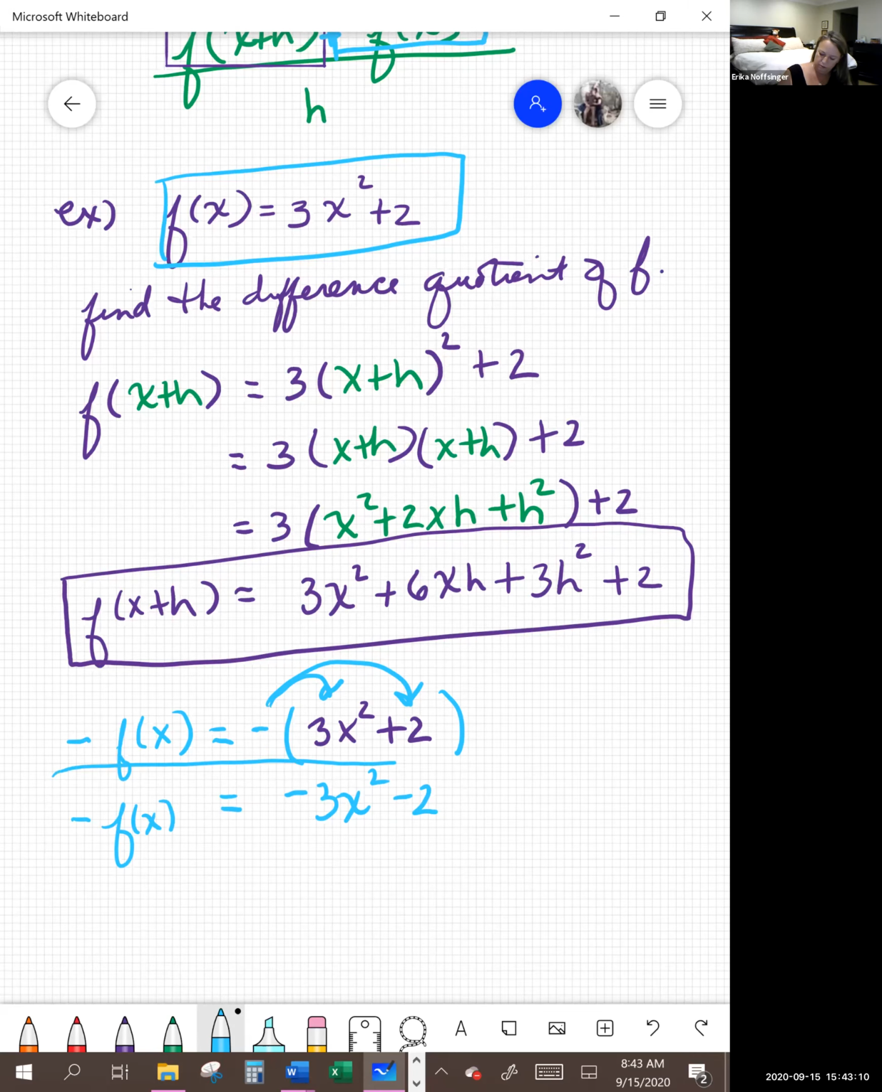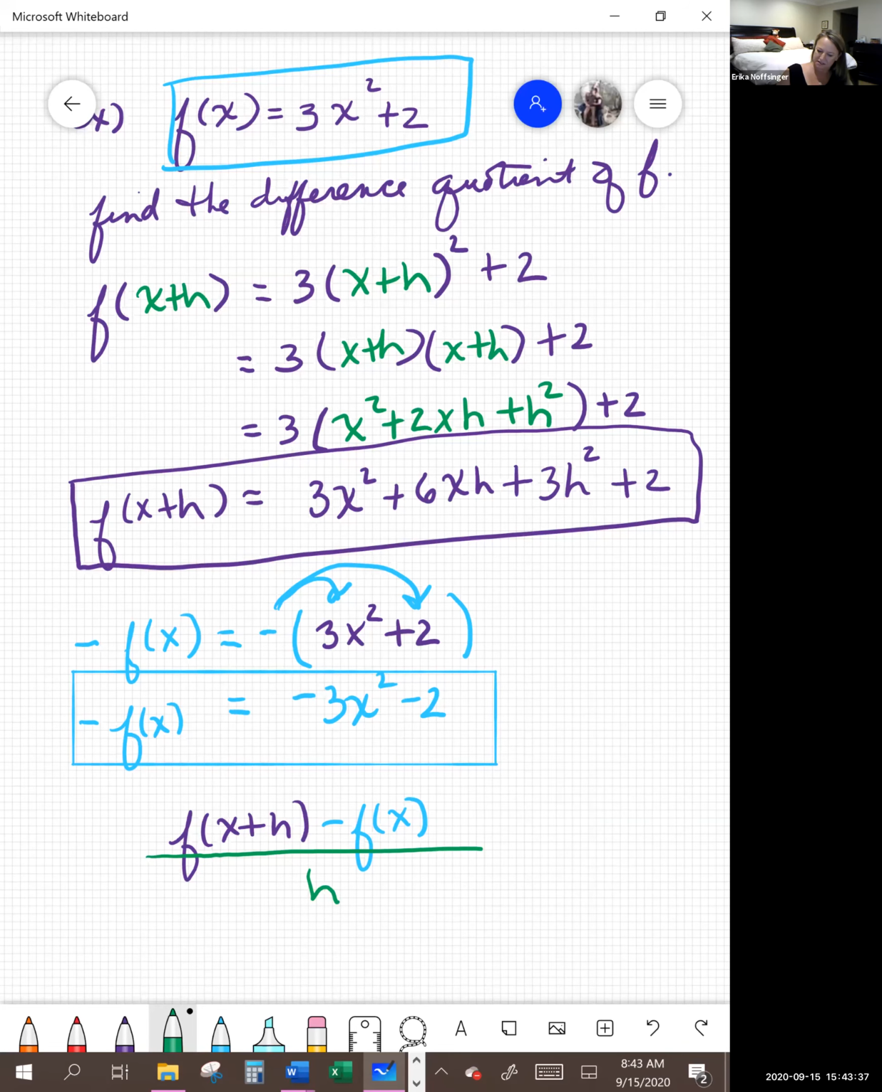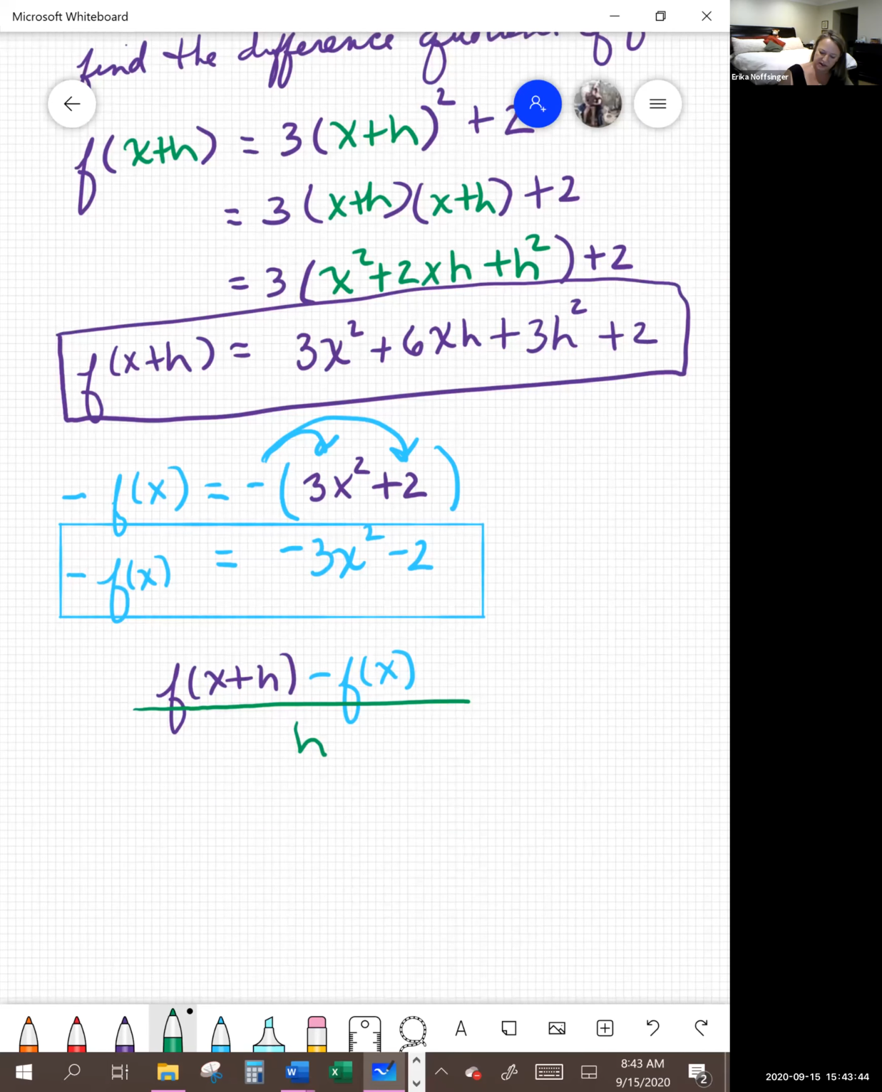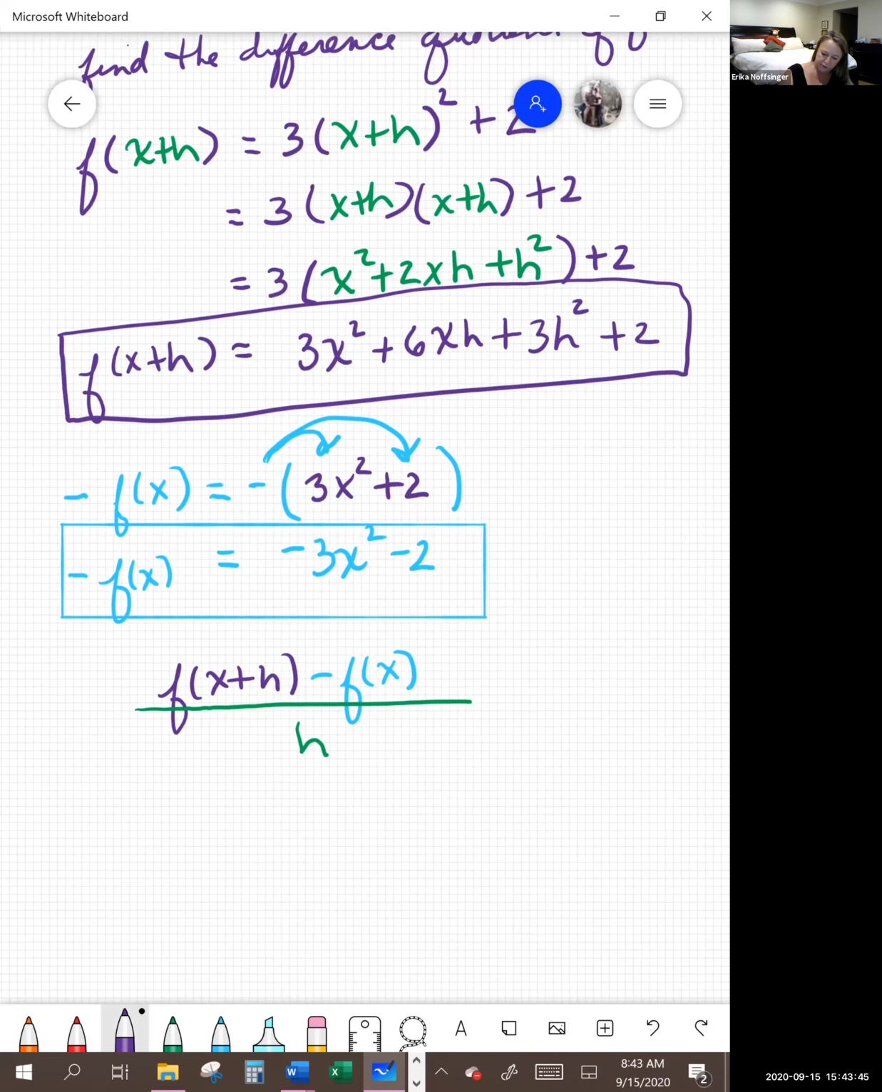Let's put it all together. I said what you're looking at f of x plus h minus our f of x. And then it tells us to put the whole thing all over h. Okay, so purple was our f of x plus h. So this was our 3x squared plus 6xh plus 3h squared plus 2. Minus our f of x, which we found to be minus 3x squared minus 2. And we're going to put this whole thing over h.